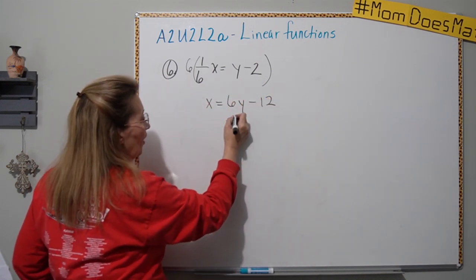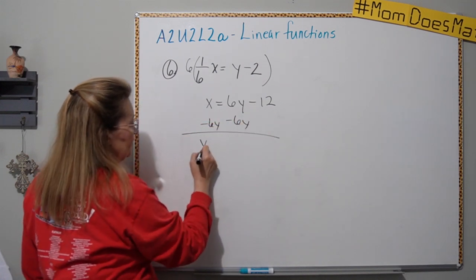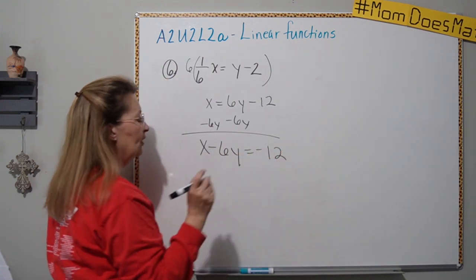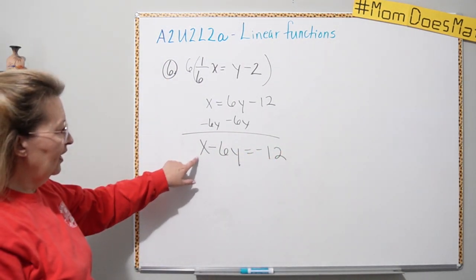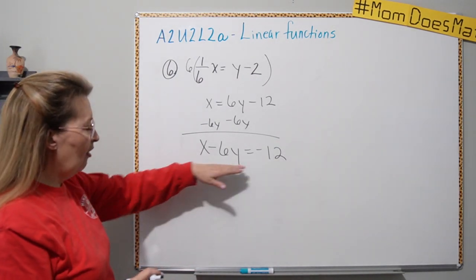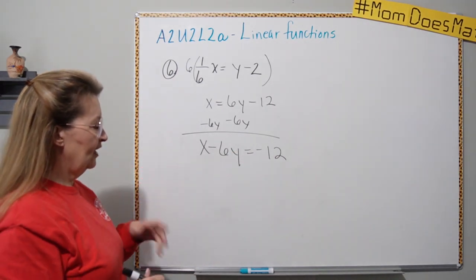Now to move the 6y, we'll just subtract it from each side, and that's going to give us x minus 6y is equal to negative 12. So let's check it. We do not have a negative in front of the first term. That's good. We have all integers. That's good. And we do not have a greatest common factor. So we're good to go.